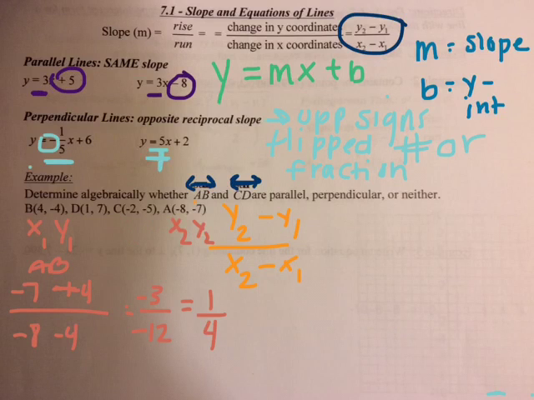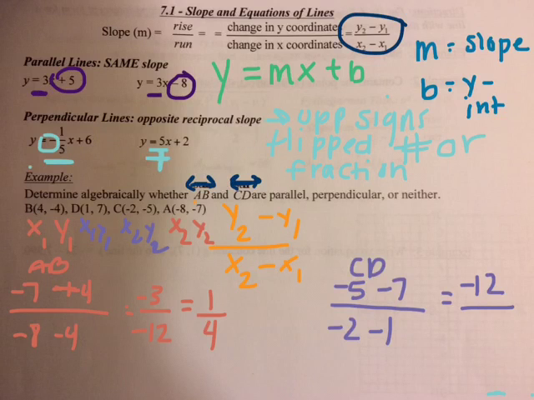Okay, now we're going to do the same thing, but we're going to find the slope of CD. Label x1, y1, x2, y2. So on the top, it's going to be negative 5 minus 7, and then negative 2 minus 1. And we end up getting negative 5 minus 7 is negative 12, negative 2 minus 1 is negative 3, which reduces down to positive 4. That's the slope. And there's the first slope.